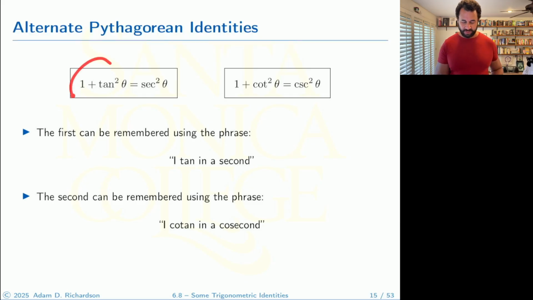So here's how you can remember the first one. You can remember the first one as I tan in a second. That's it. And then you can remember the second one as I cotan in a cosecond. So I like to call them the tanning identities just as a cute way of remembering what they are. I tan in a second. Just a little bit of a heads up: this is one of the ones that you're going to want to memorize. And the Pythagorean identity you should memorize as well. But again, if you've got this one, then you've got this one as well.